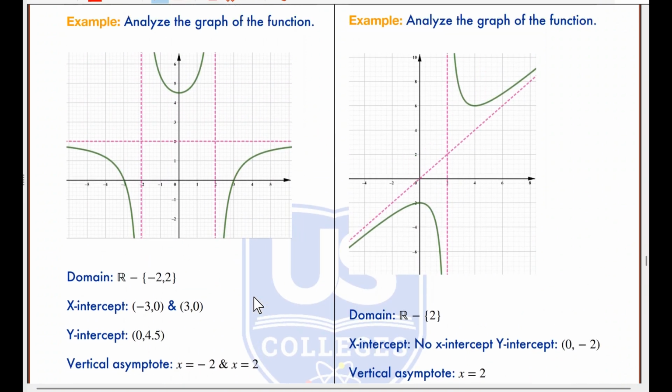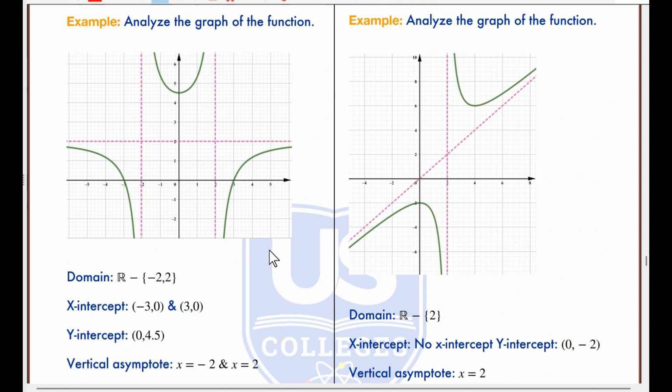Let's identify increasing and decreasing intervals. This part of the function is decreasing. This part is also decreasing. So decreasing interval is from -infinity to -2 union between those two, from -2 to 0. And the other side of the graph is increasing. This part and that part are increasing from 0 to 2 and 2 to infinity.